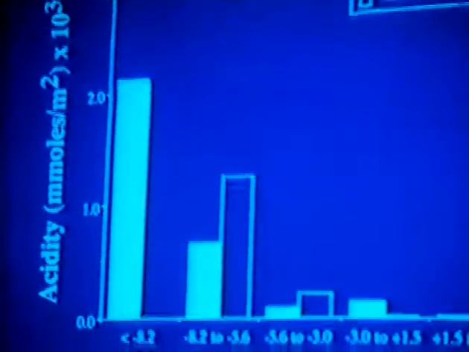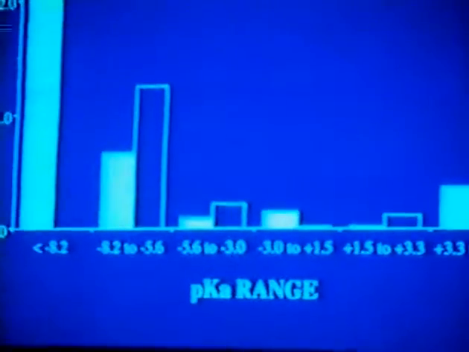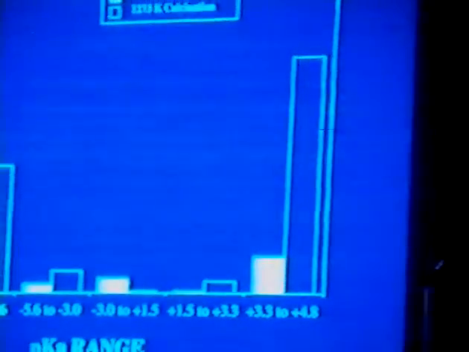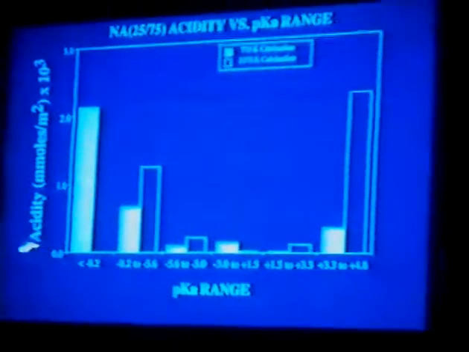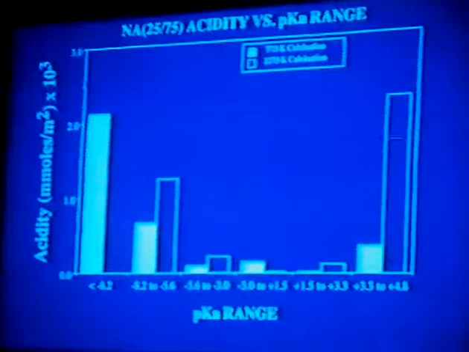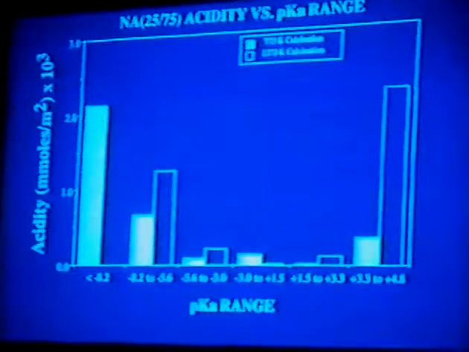The minute we heated this material up to the high temperature, again, NbAlO4 forms, and there's a significant decrease in surface area. Notice now we did not see any acidity in the high pKa range, and then there's a shift in the product distribution, and whatever acidity we have left is now of a very weak type.